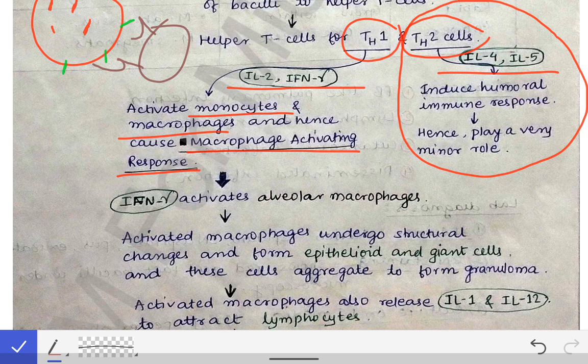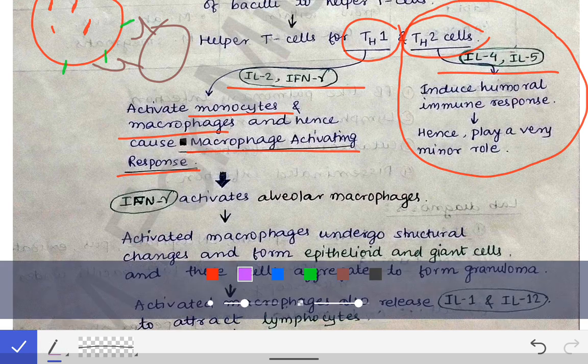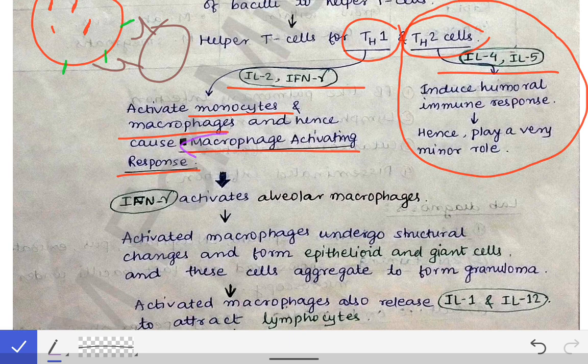Now this is the first point that you should remember in the pathogenesis, that they are going to activate the macrophages, and then there begins the first step of the pathogenesis, which is the macrophage activating response. This is the first part of the pathogenesis. We will see the second part later on, but the real pathogenesis is from here: after the type 1 helper T cell activation, then the activation of the macrophages, and then the beginning of the macrophage activating response.